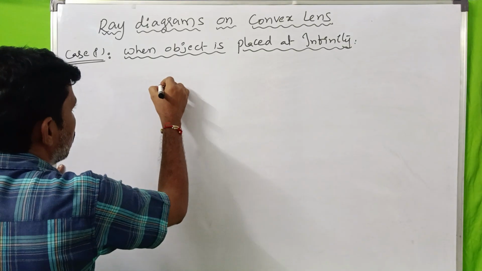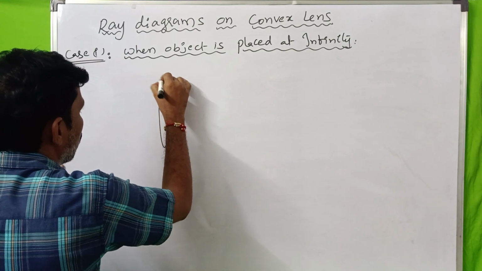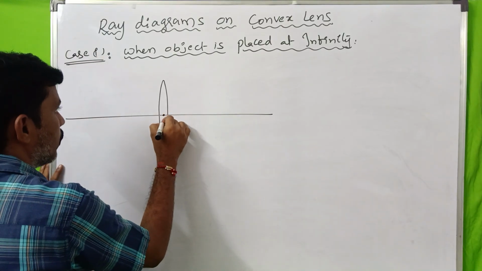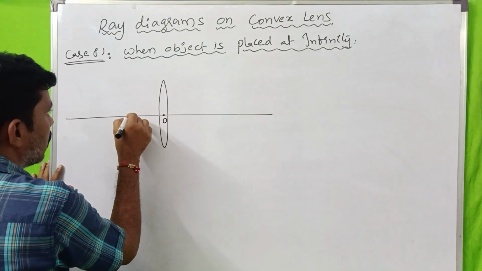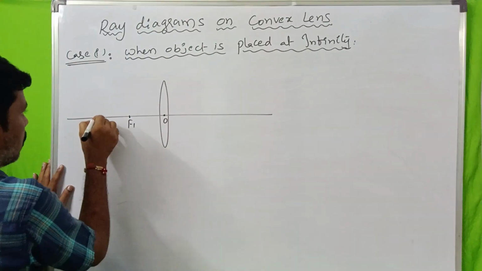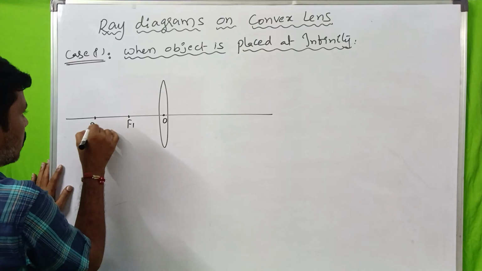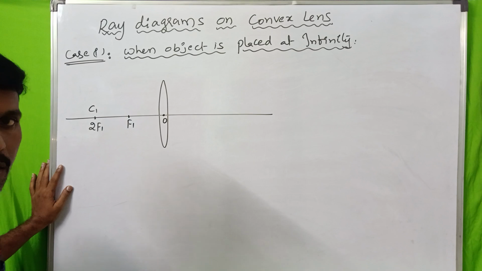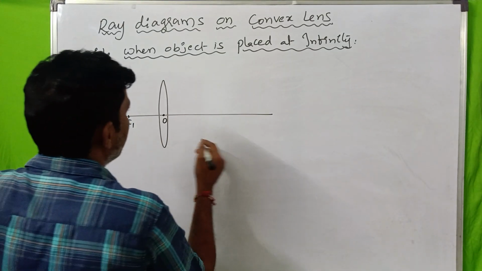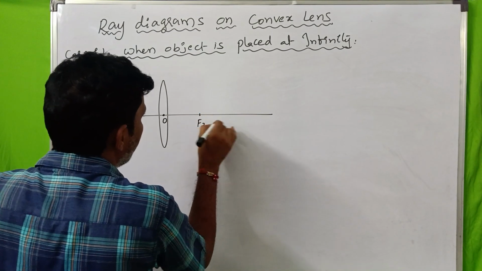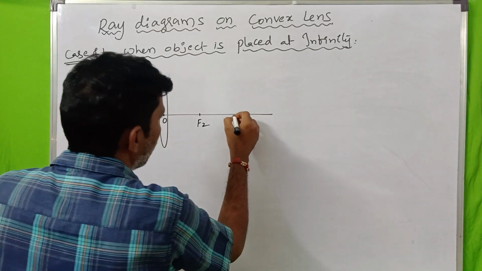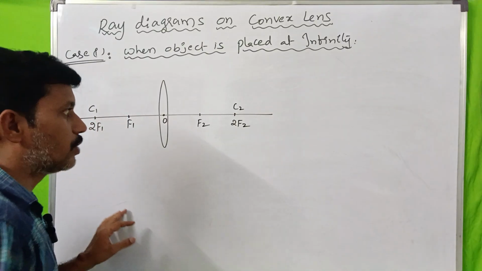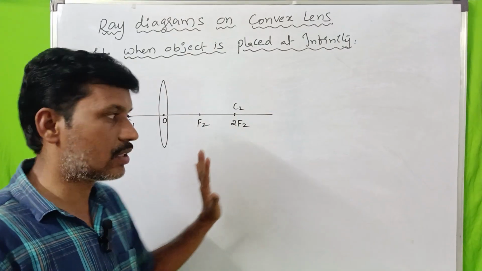This is the convex lens. This is the principal axis. This is the optic center and the first focus point, and this is the center of curvature, nothing but 2f1, or we can indicate it as C1. On the second side, this is the second focus point, and obviously the center of curvature 2f2, which can also be indicated as C2.